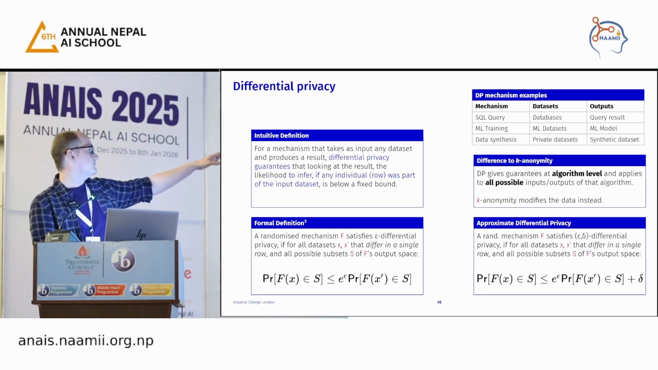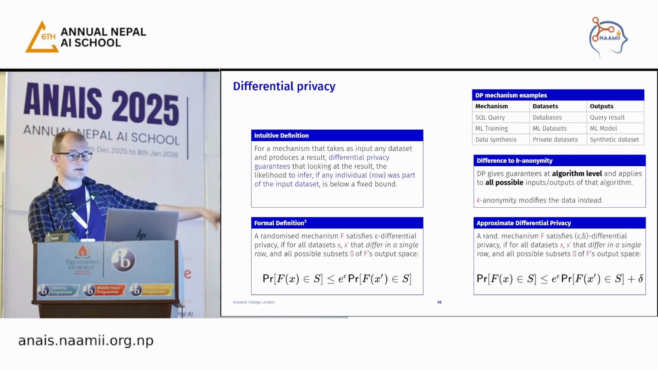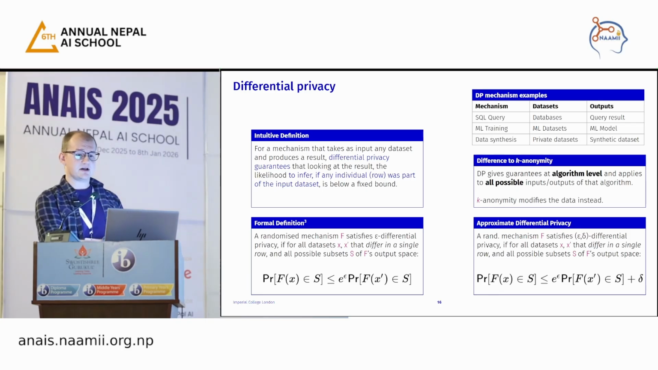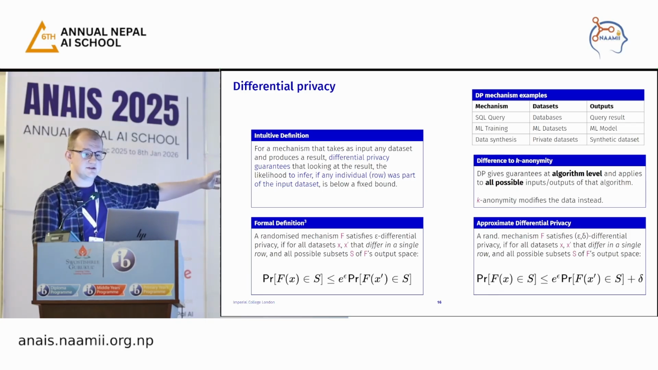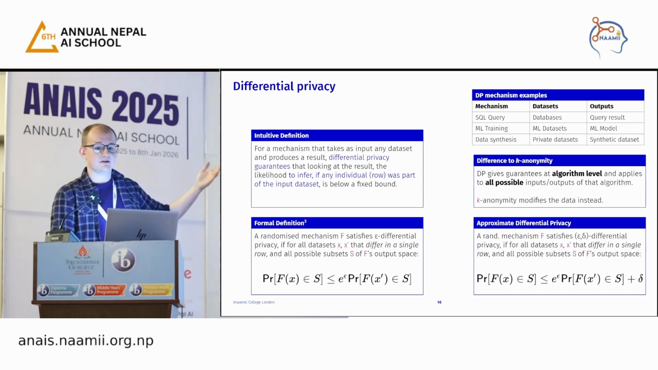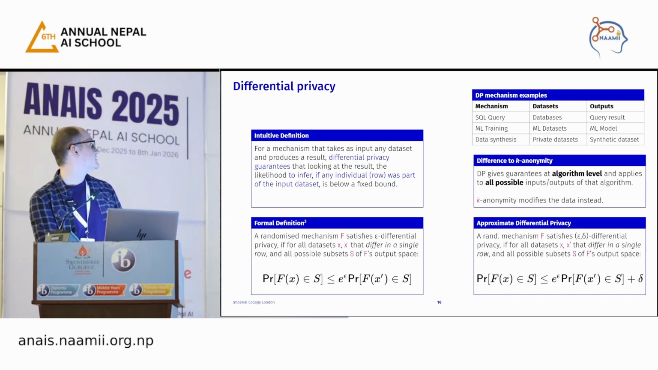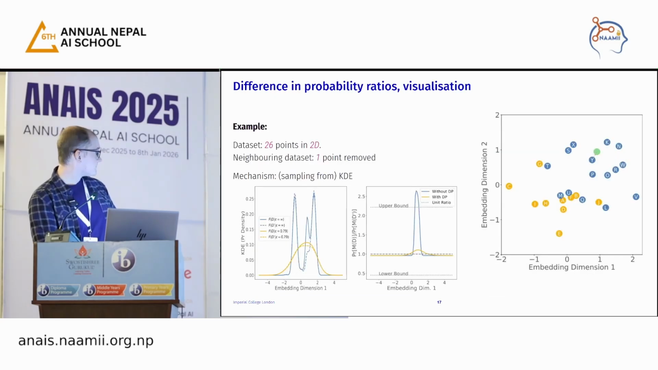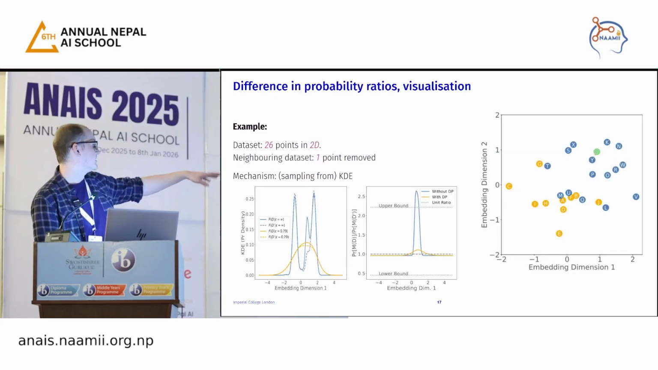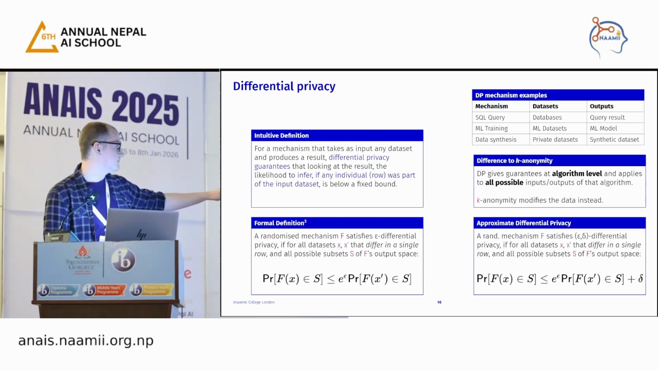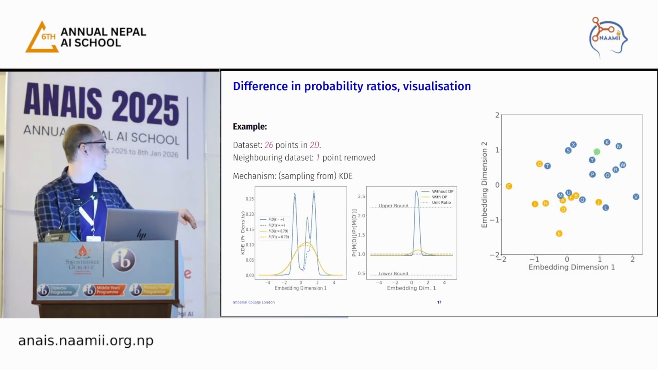Or another example would be data synthesis, so you have some kind of data set which you want to synthesize a sort of synthetic version of. So your mechanism would be data synthesis, and then your output would be the synthetic output of that data synthesis process. Now, I've talked a lot about probability ratios and epsilons and bounds, but let's have a look at how this looks in practice.